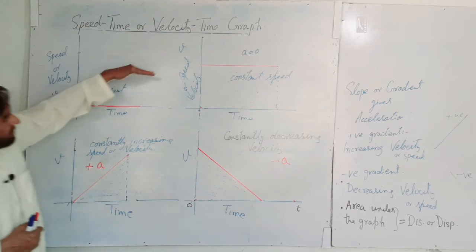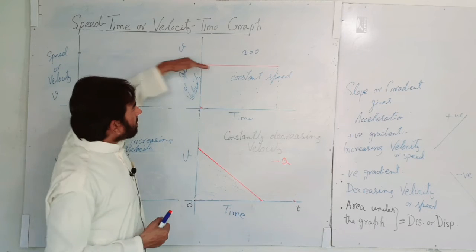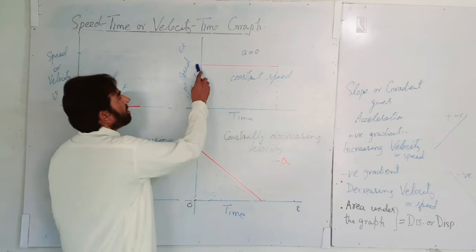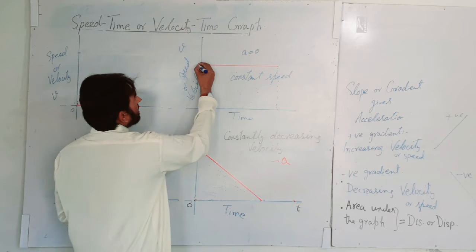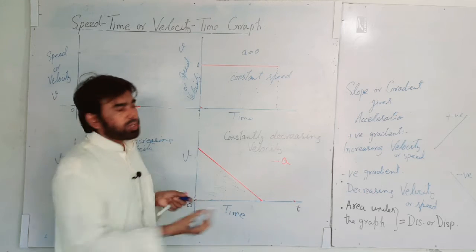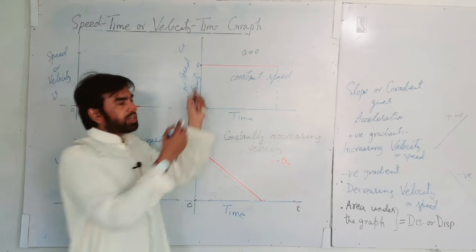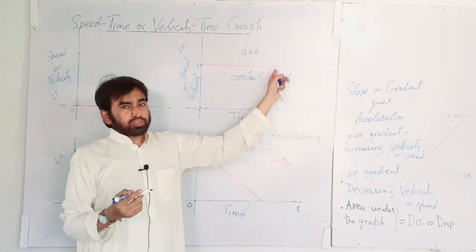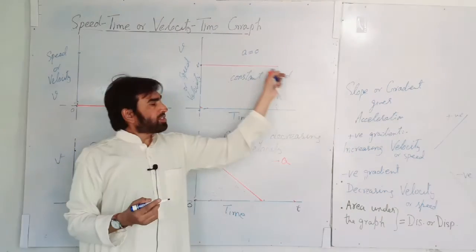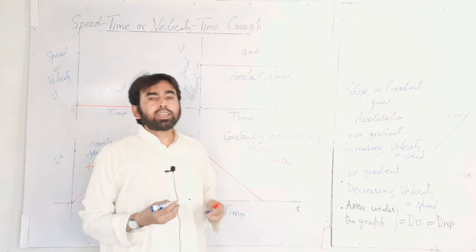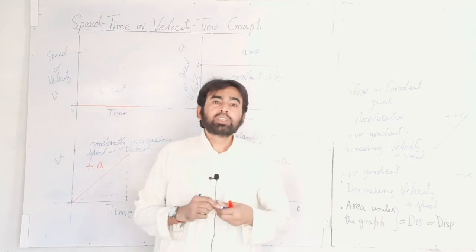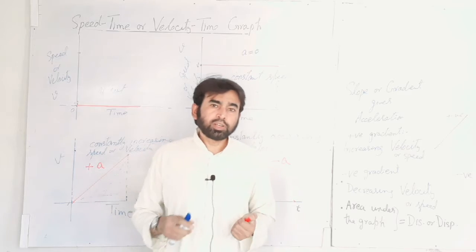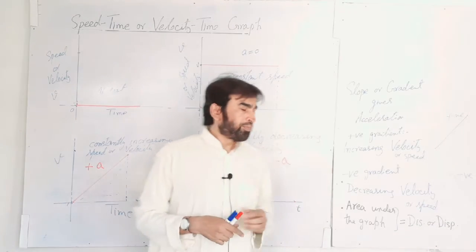Now there is another horizontal line. This horizontal line is showing that the body is moving with a constant speed. Here there will be some value of the speed. Whatever the value of the speed is at that point, that will be the constant speed or the constant velocity. As you know, this is also a horizontal line. In the case of a horizontal line, the acceleration is 0 because the gradient of a horizontal line is 0.